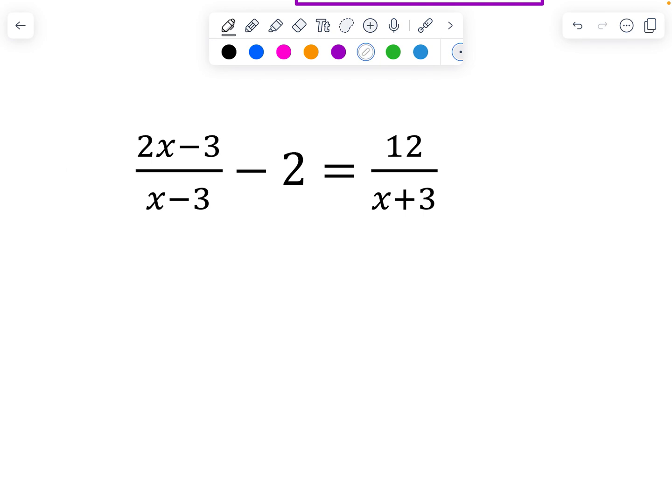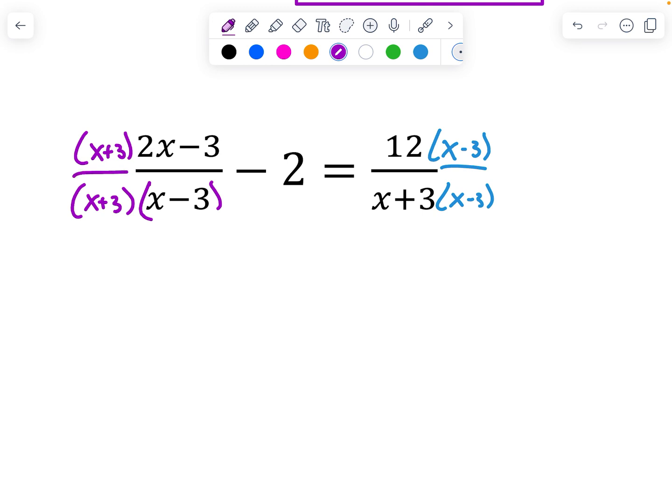All right, so number 4 now, getting rid of that 4. We need x plus 3 over here because of this one. We need x minus 3 over here because of this one. And then number 2 needs both. So let's multiply this by x plus 3 on top and bottom. Multiply the right side by x minus 3 on top and bottom. And then the 2 needs both of those, so we're going to multiply by x plus 3 times x minus 3 on top and bottom.